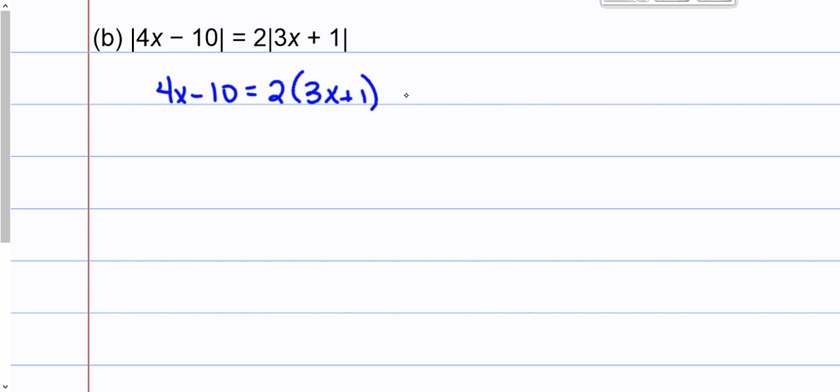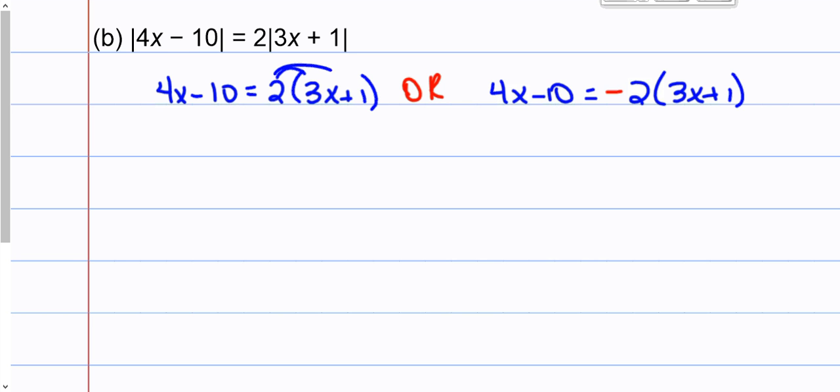Or, for the other one, we have 4x minus 10 equals, put your negative in there, then you have your 2 with your parentheses, and then 3x plus 1. So the negative is the only new thing. We just have to make sure we put that in front of the 2. All right, so let's go ahead and solve. Before we solve, we have to distribute this 2 into the parentheses. So we've got 4x minus 10 equals 2 times 3 is 6x plus 2 times 1 is 2.